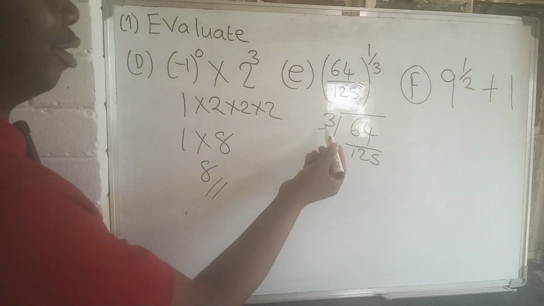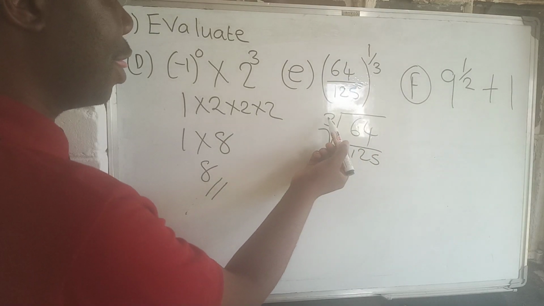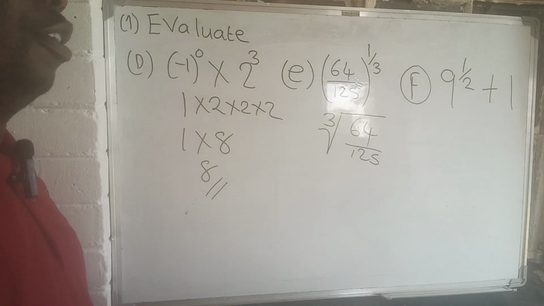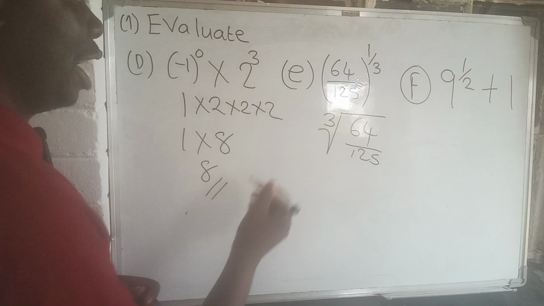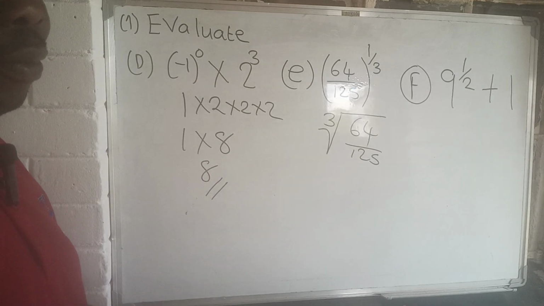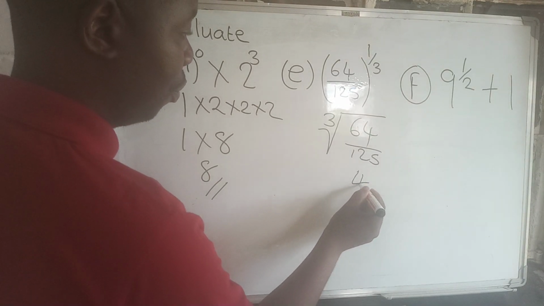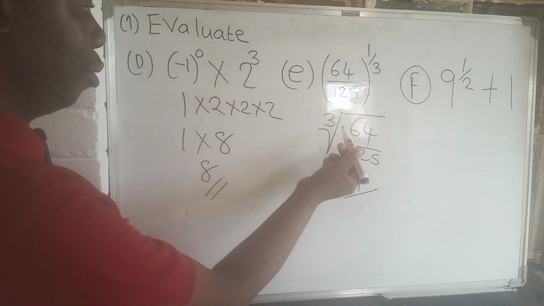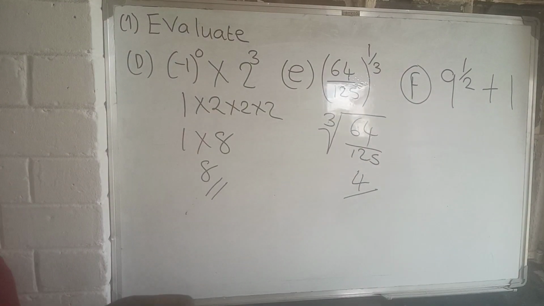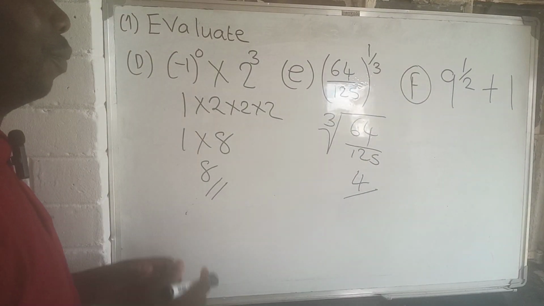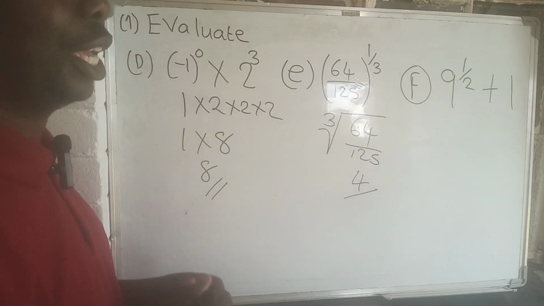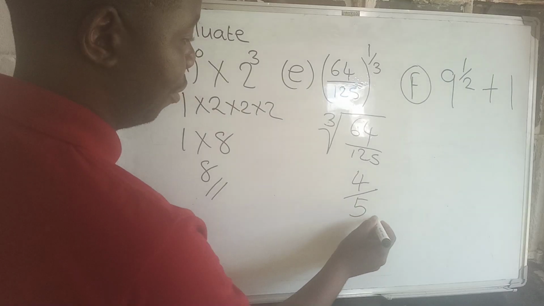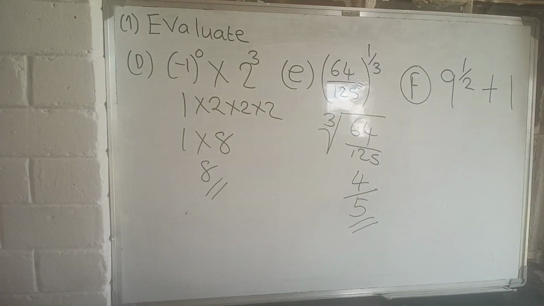So you ask yourself, which number can I multiply 3 times to get 64? That number is 4. If you multiply 4 three times, you get 64. So on top it's 4. Over which number can you multiply 3 times to get 125? That number is 5. If you multiply 5 three times, you get 125. So here it's 5. This is how you answer this question.